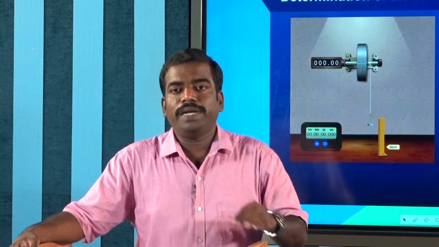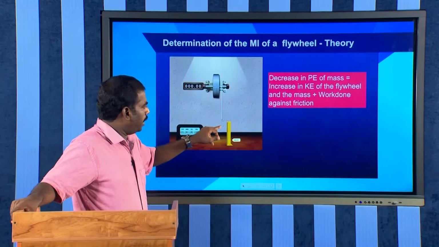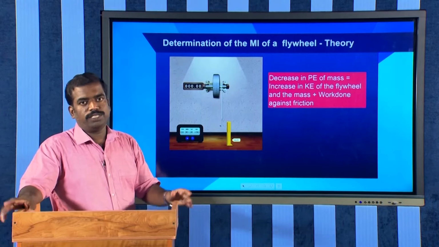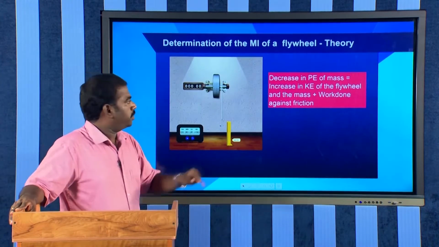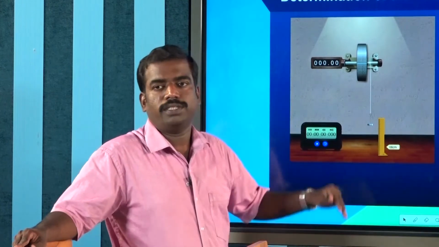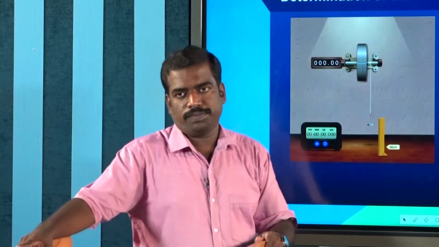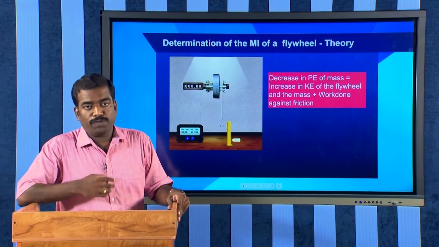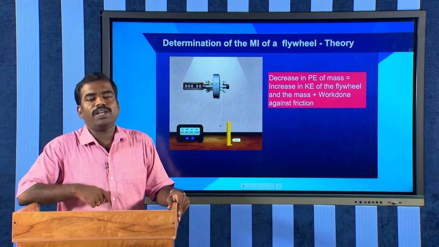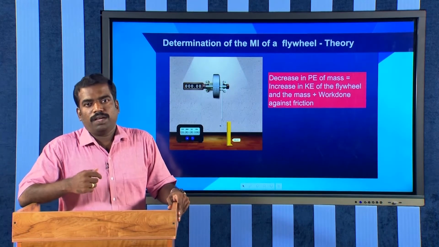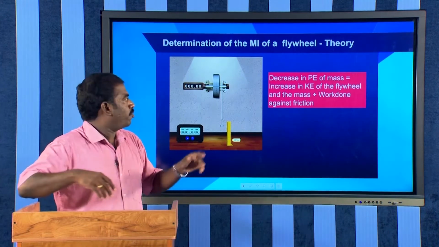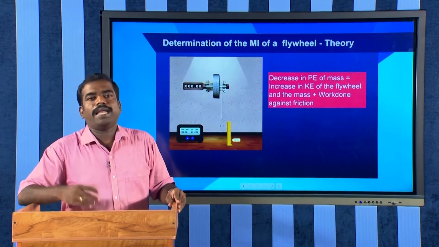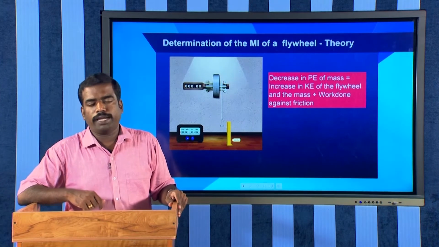When the cord is completely unwound over the axle, the load strikes the ground and the cord slips off the peg. So, this is what happens. Since the flywheel has gained some kinetic energy because of this falling mass, it will continue to rotate before it comes to rest because of the frictional force at the ball bearings. It comes to rest after some definite number of rotations.